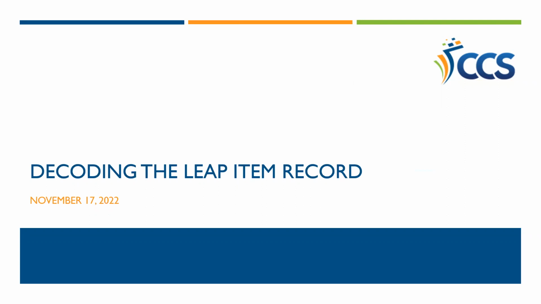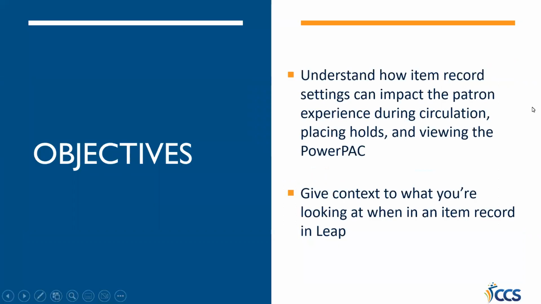Today's webinar is on decoding the LEAP item record. The goal for today's webinar is for us to understand how item record settings are more than just for categorizing records and reports. It's to really help show us how they can impact the patron experience, specifically how these settings can influence circulation, placing holds, and what the patron sees in the online catalog.